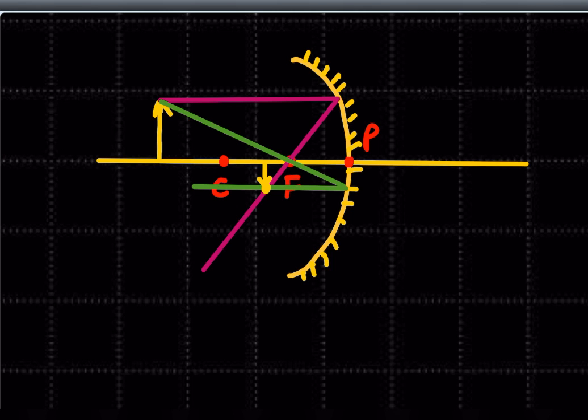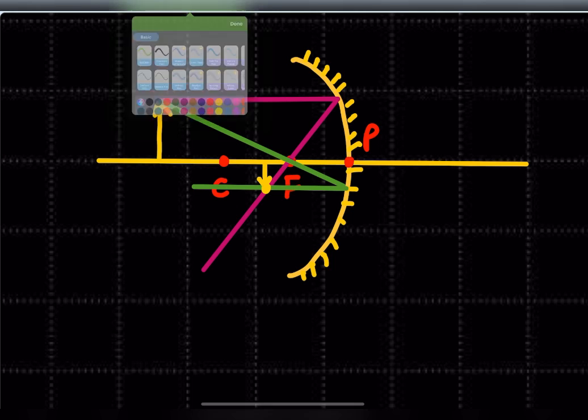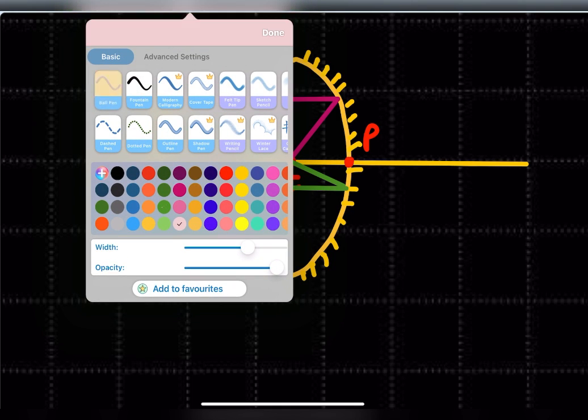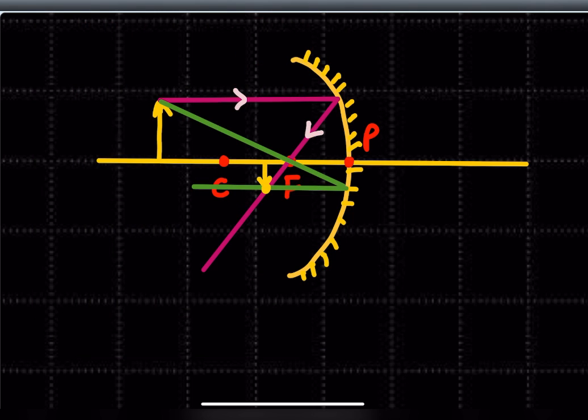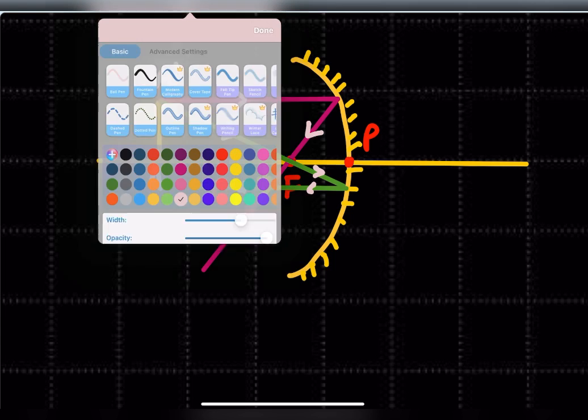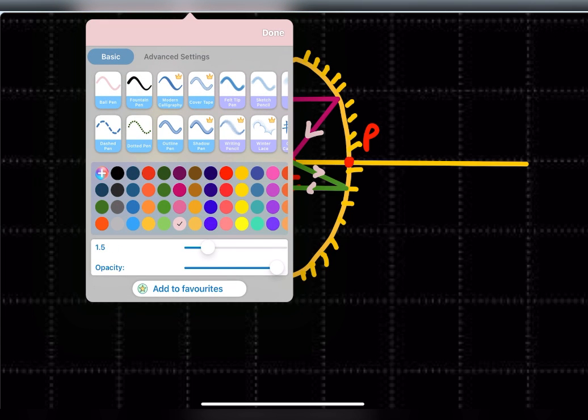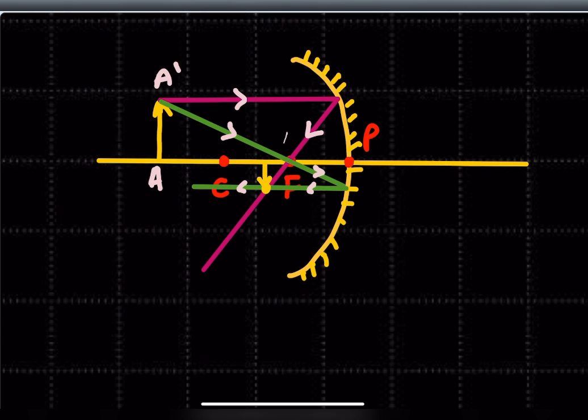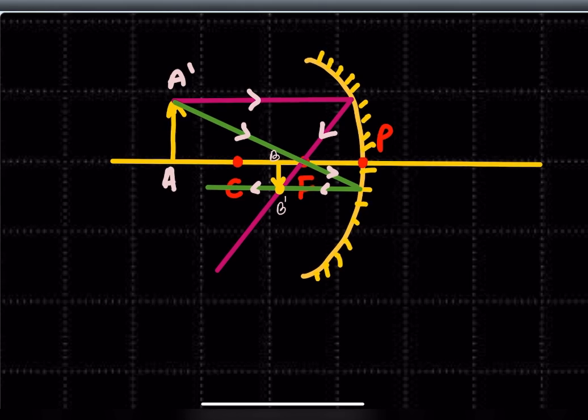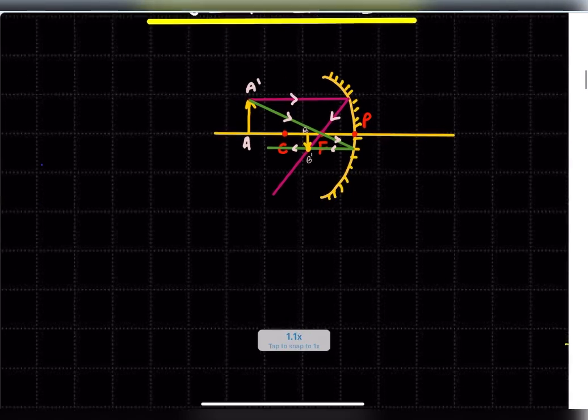The object is beyond C and the image is formed here. This ray comes like this. After reflection, it goes on like this. An image is formed here. Let's say this is A, then I can say this to be B. Can you see this? Now what can we conclude from here?